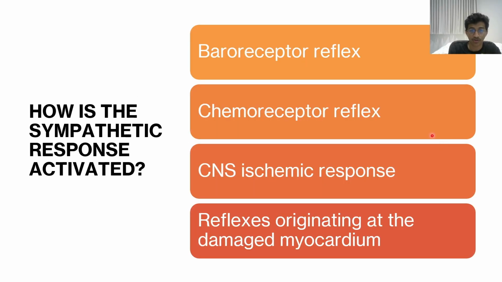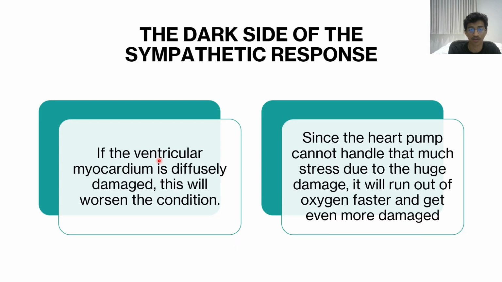Okay, so the four reflexes that work in the sympathetic response are the baroreceptor reflex, which will sense the low blood pressure. The chemoreceptor reflex will sense the high CO2 or acidity in the blood. The CNS ischemic response will sense the low blood pressure in the central nervous system. And at the damaged myocardium, there will be reflexes that will also cause the sympathetic response.